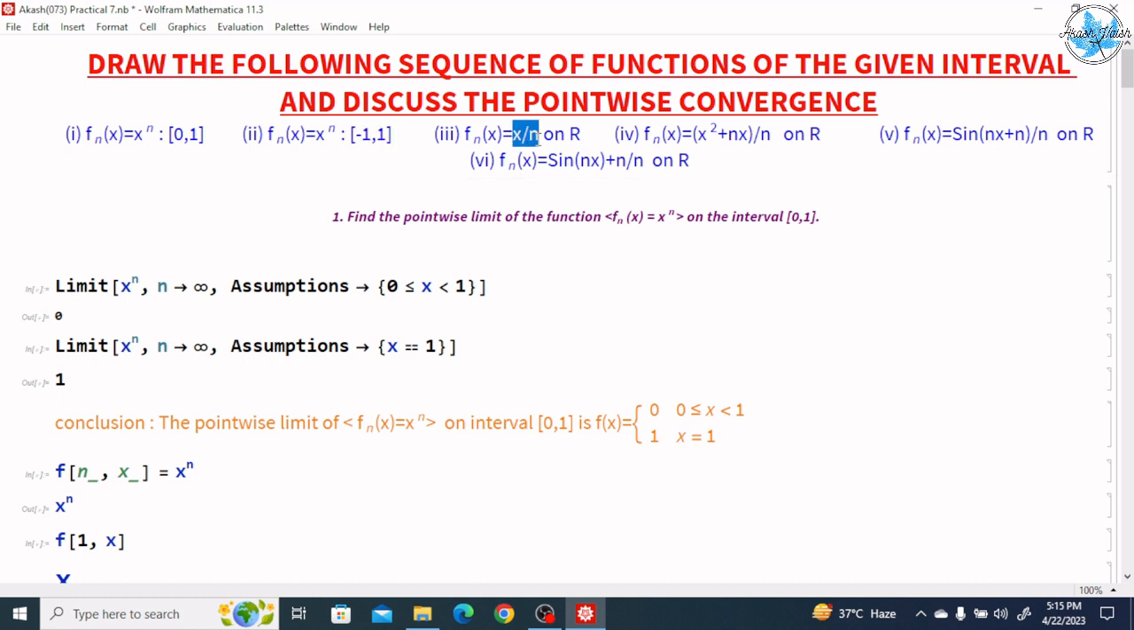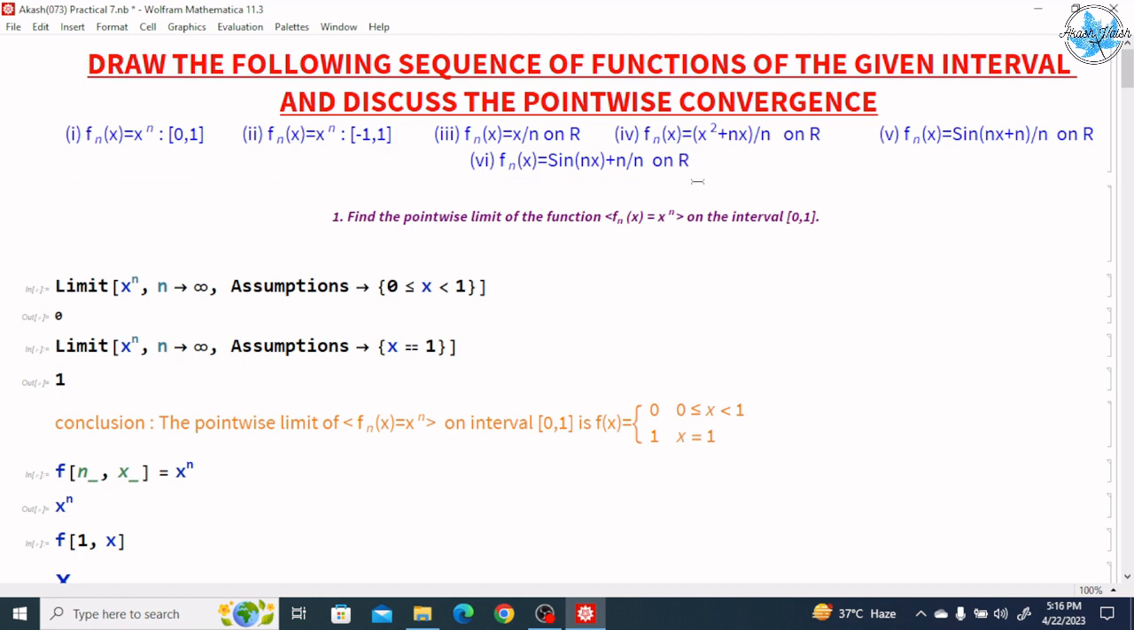Similarly, the next function I have taken is x by n on the interval R, that is the real numbers. Then the second function is (x squared plus nx) upon n on R, and in the fifth and sixth questions you can see the questions are almost similar, but the value of the angle changes. In the sixth question I have nx, and in the fifth question I have nx plus n, and the interval is the same, that is R.